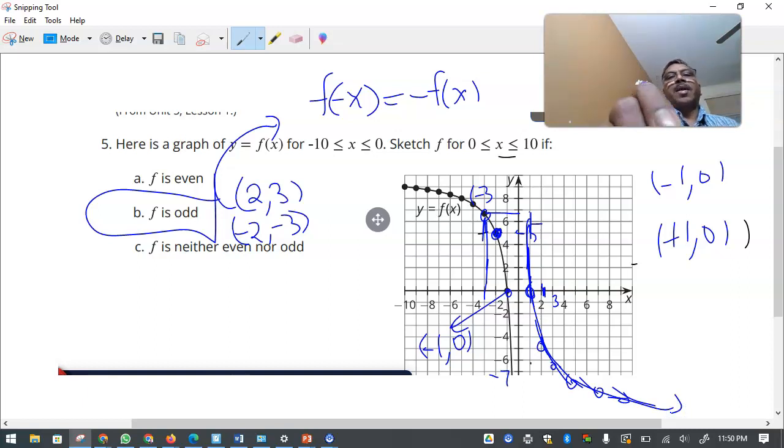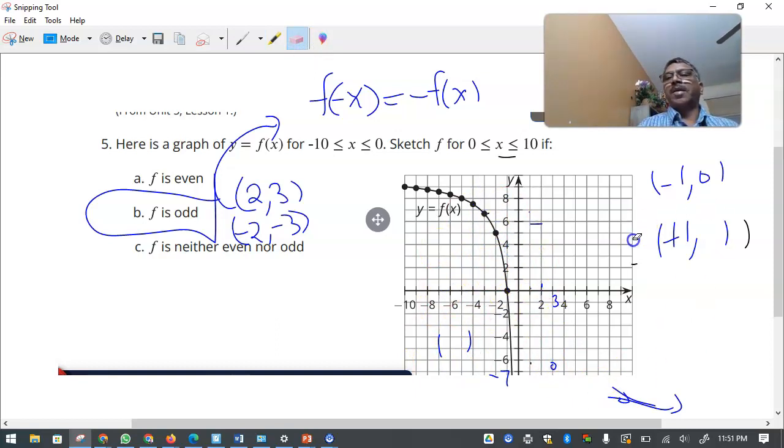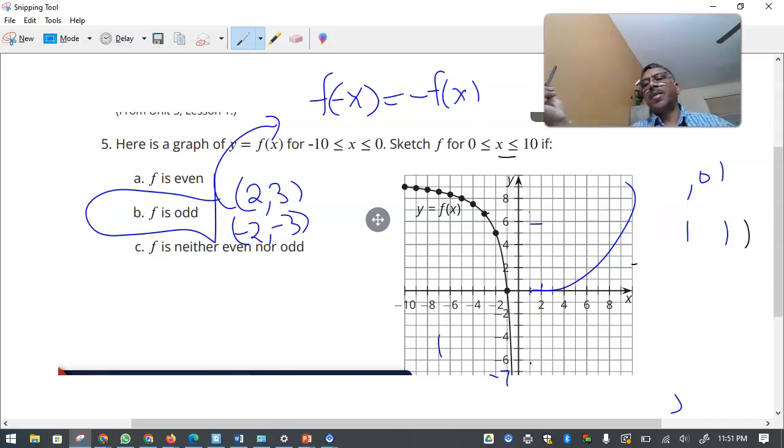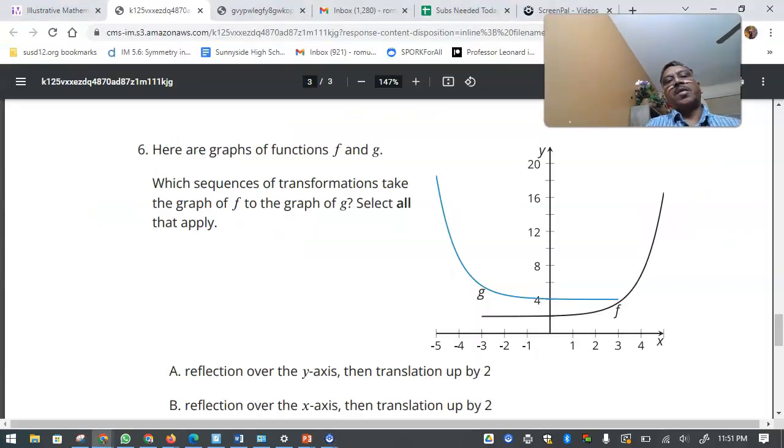And the last part they're asking is, if it is neither, then you can just graph any kind of graph. You can just graph anything, maybe something like this, maybe something like this, that's it. So that's not going to be odd or even. So hope that helps.